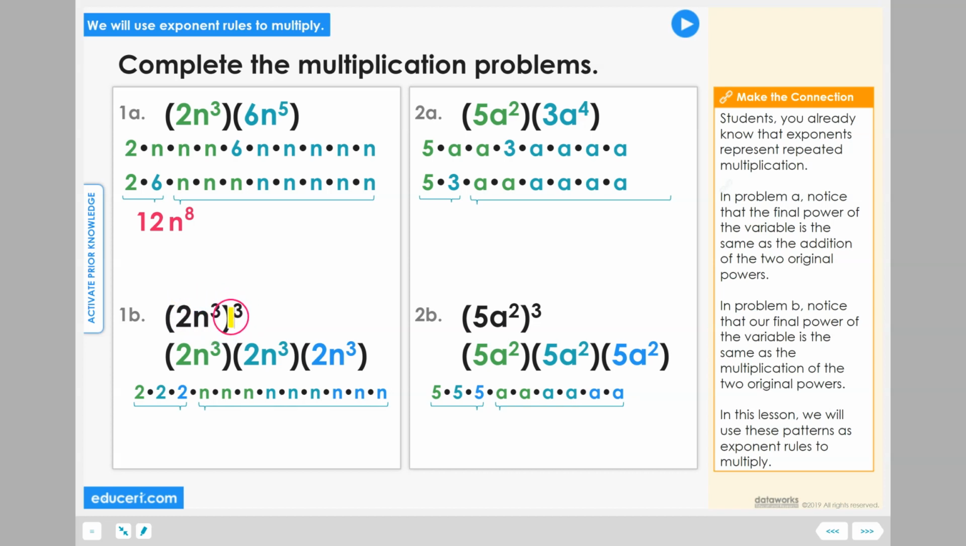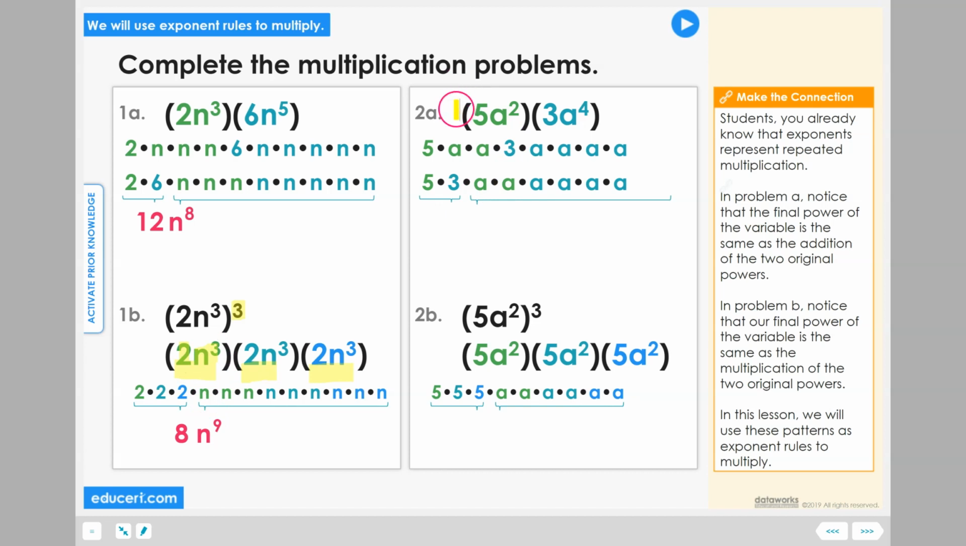In the next problem, 1b, we have 2n to the third, and all of this expression to the third power, which means that we are multiplying 2n to the third a total of 3 times. 2n to the third times 2n to the third times 2n to the third. That's what the 3 means. 1, 2, 3. And now if we expand out each one of these terms, 2 times 2 times 2, times 3 sets of 3 n's, giving us a final product of 8 times n to the 9th power, because there are 3 sets of 3 n's.